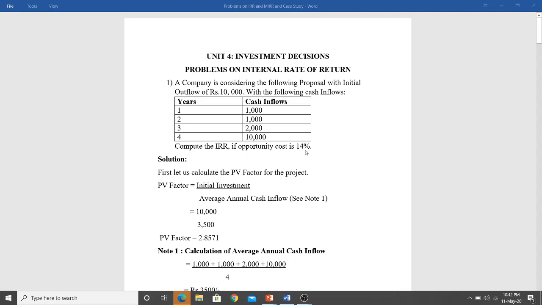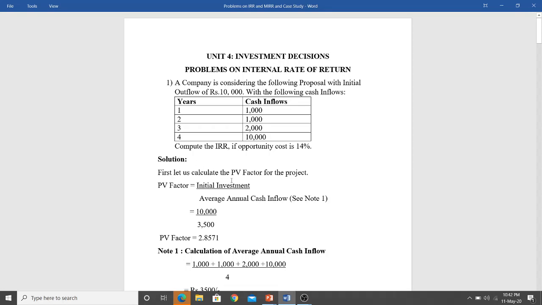So here K is important to make the decision rule. Here K is 14%. Correct? Okay. Now, what is given? Cash inflows are given, the cash outflow is given, and K is given. Now we want to find IRR. Are the cash flows equal or unequal? The cash flows are unequal. So let us see the solution.